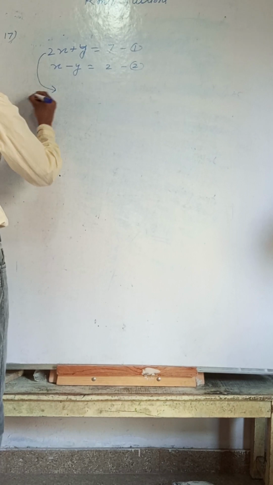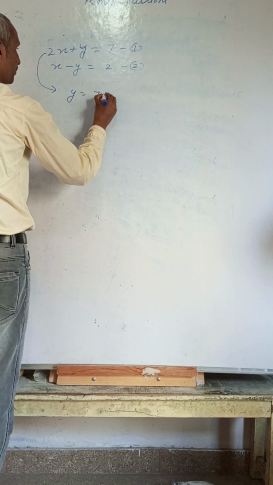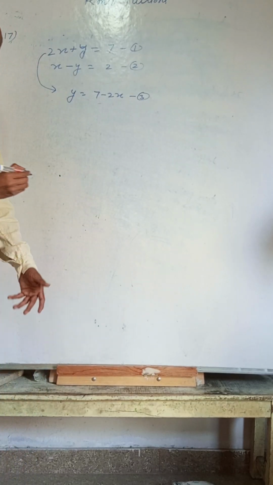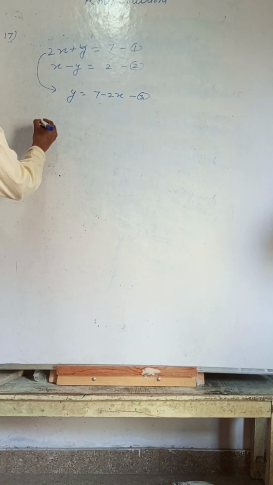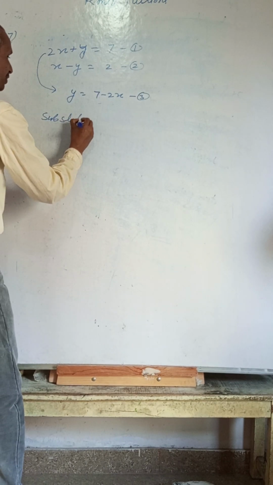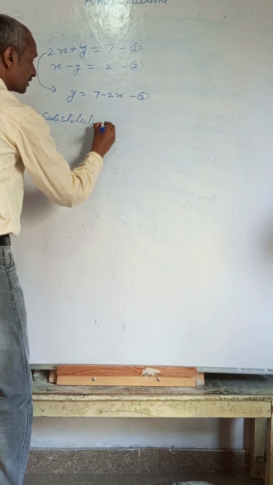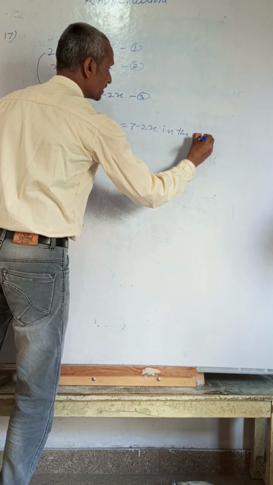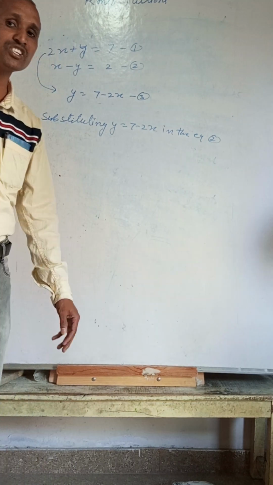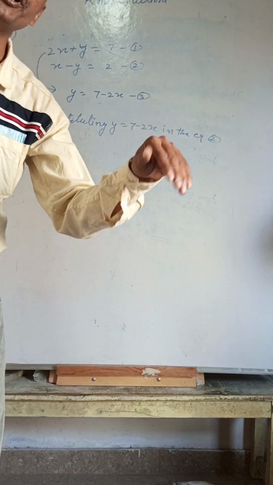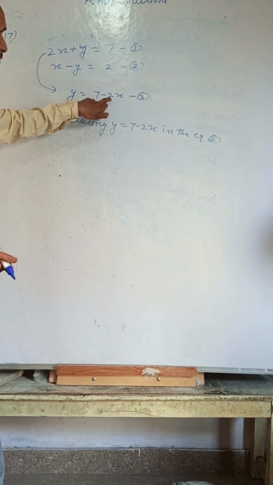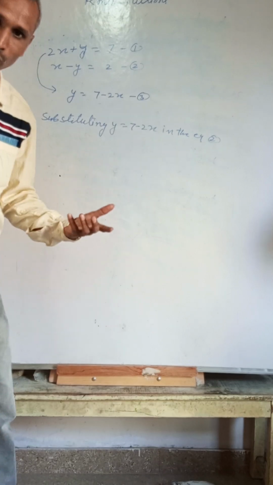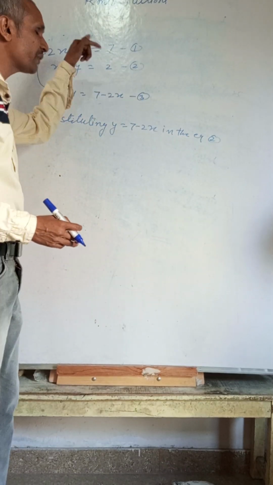I can rewrite this equation in this form: y is equal to 7 minus 2x. This is equation number 3 that I made. Now, substitute y is equal to 7 minus 2x in equation number 2. Whichever equation you choose, don't put the value back into the same equation. I chose equation number 1, so don't put this value into equation number 1; put it into the other equation. If I choose equation number 2, then don't put it into equation number 2; put it into equation number 1.